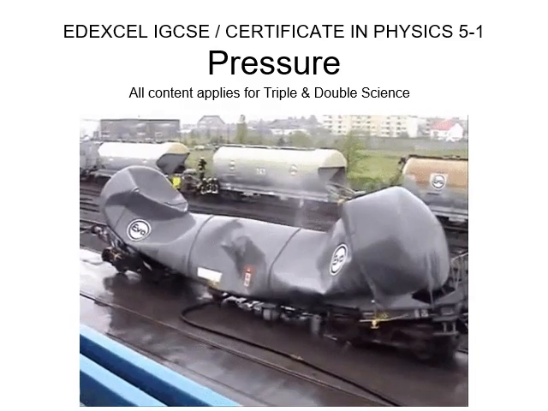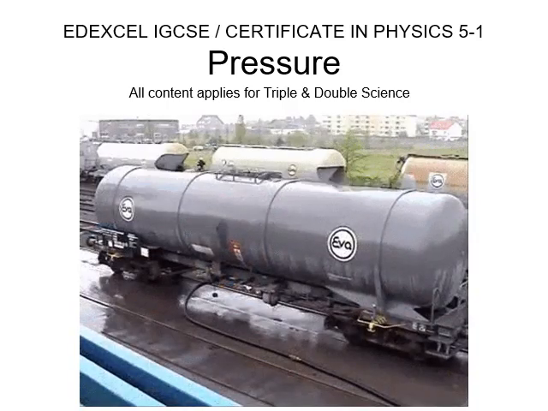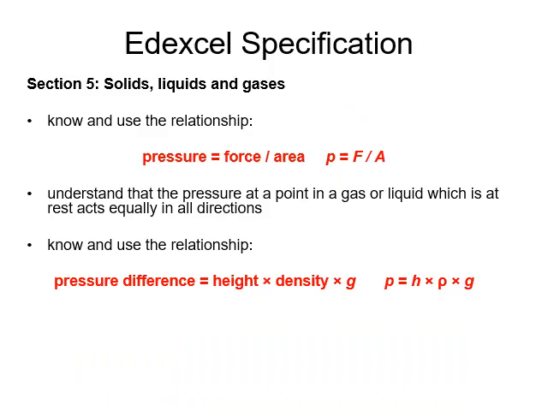So the next topic in the unit is going to be pressure after density. And these are the three learning objectives. One, you're going to be able to know and use the following relationship: pressure equals force divided by unit area. Understand that pressure at a point in a gas or a liquid which is at rest is acting equally in all directions, and know and use the relationship of pressure difference equals height times the density of that particular liquid times the force due to gravity.